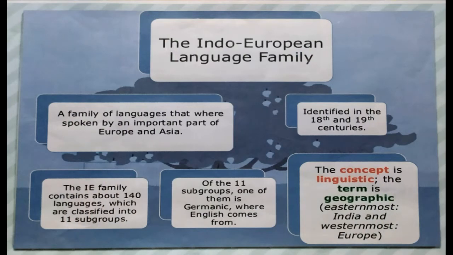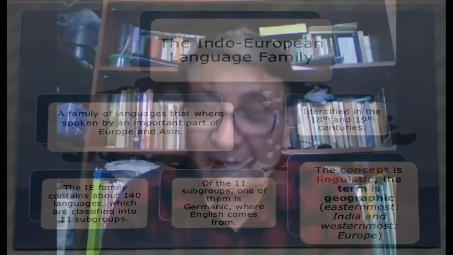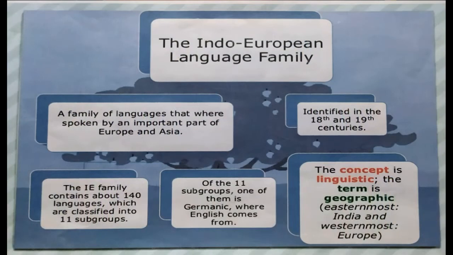The Indo-European family contains about 149 languages, which are classified into 11 subgroups. Of the 11 subgroups, one of them is Germanic, where English comes from. The concept is linguistic. The term is geographic. We mean here Indo-European: easternmost India and westernmost Europe.